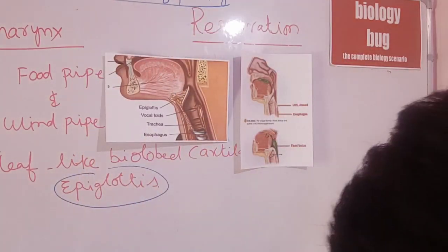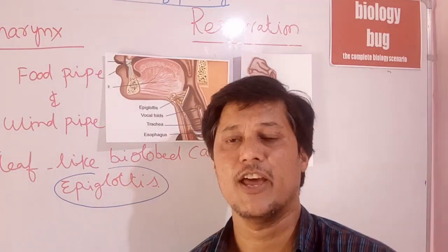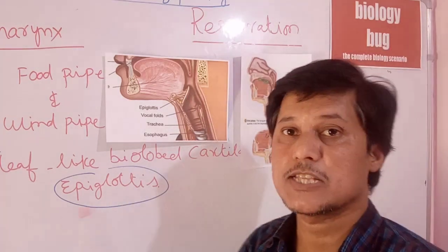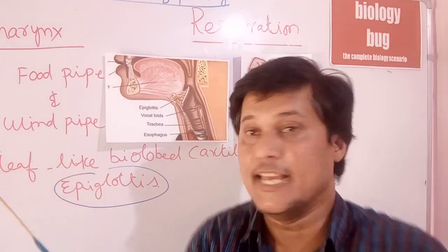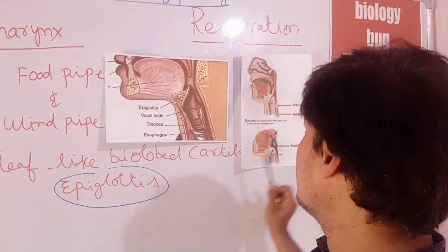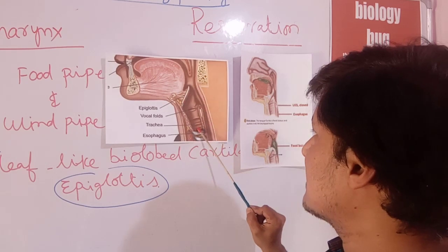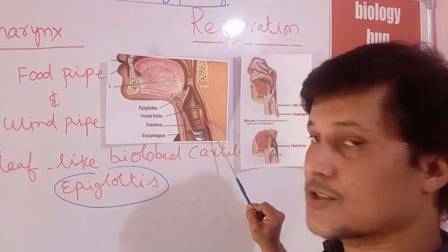So when we breathe air into our body, then this epiglottis opens widely, చాలా బాగా ఓపెన్ అయి ఉంటుంది. ఇక్కడ చూస్తే మీరు కంపేర్ చేస్తే తెలుస్తుంది. సో దిస్ ఈజ్ ఎ ఎపిగ్లాటిస్, దిస్ ఈజ్ ఎ ట్రేకియా, దిస్ ఈజ్ ఎ కాల్డ్ ఎసోఫాగస్.